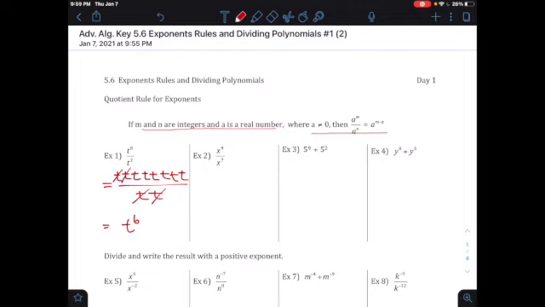Example number 2, x to the 9th over x to the 7th. Who is bigger? X to the 9th. So in this case, I have 2 extra on top, x to the 2nd power on top. If you want to think about this, it is x to the 2nd power over 1, because everything cancels out and you're left with 1. But really, you can just go right to x to the 2nd. Do I have to show work? On those two problems, no.